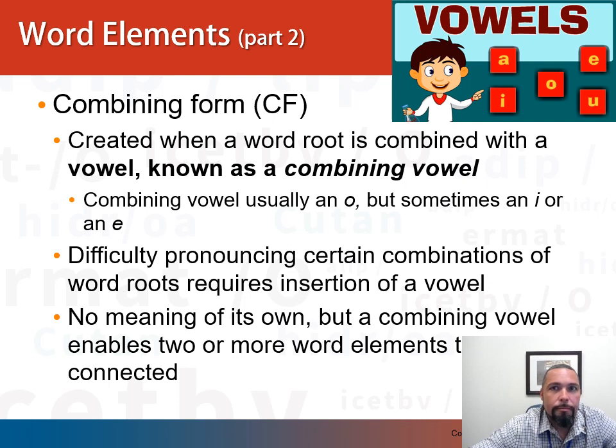Now, for those of you that have been out of school for a substantial amount of time, I even provided the vowels A, E, I, O, U. That being said, the most common one is going to be an O, but sometimes an I or an E squeeze themselves in there. Difficulty pronouncing certain combinations of word roots requires an insertion of a vowel. Okay, it has no real meaning of its own, but a combining vowel enables two or more word elements to be connected. Okay, it holds no true value other than combining two words together.